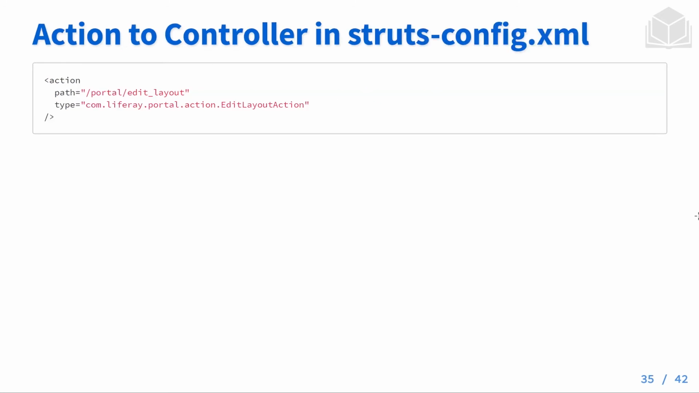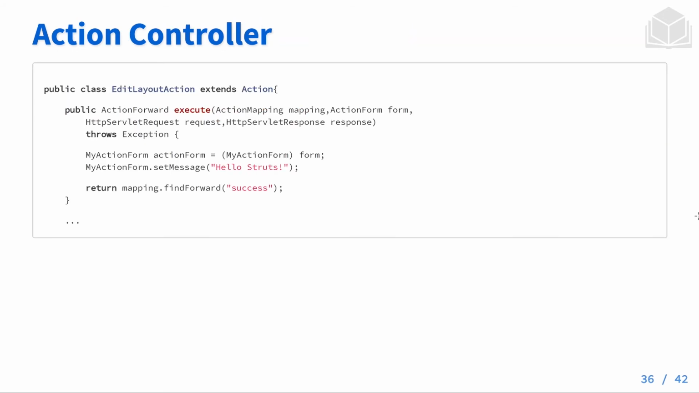Then we're going to define the action to the controller in the struts-config.xml. So here we're defining an action with a path of /portal/edit_layout and a type of com.liferay.portal.action.EditLayoutAction. We're going to go ahead and create an action controller. So this is going to be our public class EditLayoutAction, which extends Action with the ActionForward execute method. And you can see all of that below.